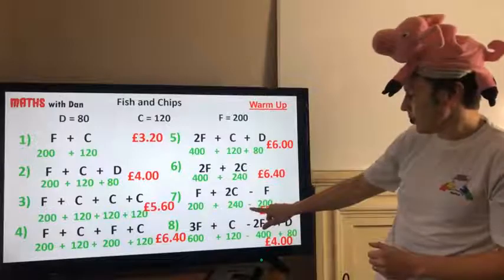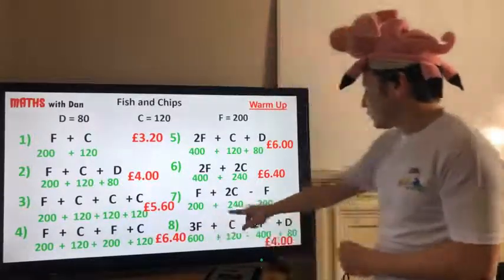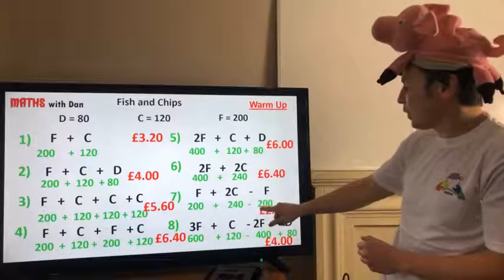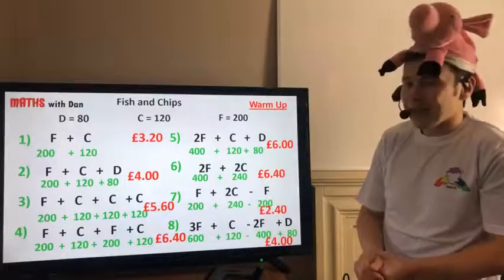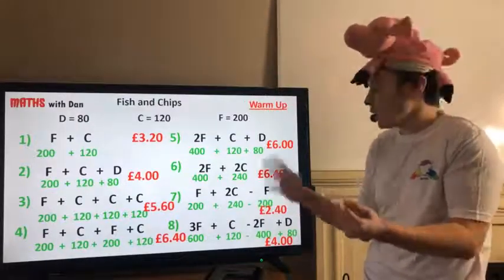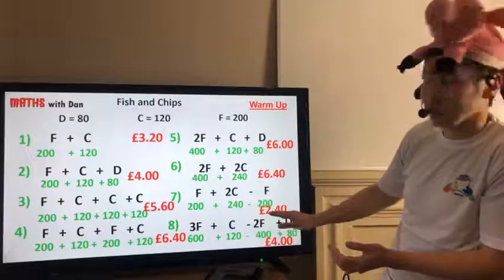Did you get the takeaway? Oh. Okay, watch out for the minus sign there. So if you're not sure about number 7, it says 200 take away 200. So this might have been someone ordered a fish and 2 chips, and then they're like, oh, I haven't got enough money. You know what? Take off the fish. I don't want the fish anymore. So then you've got 2 chips instead.